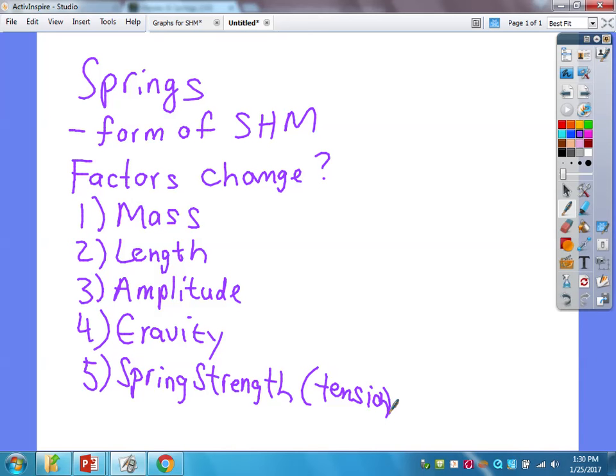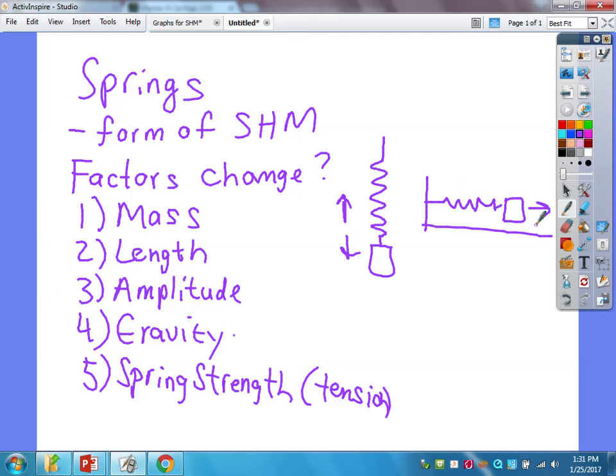It turns out there's only a couple factors that really affect it. In this particular case, this is a little bit more complicated. It depends on which way you are moving the spring. Are you letting the spring go up and down? Or in some problems, are you letting the spring go left and right?